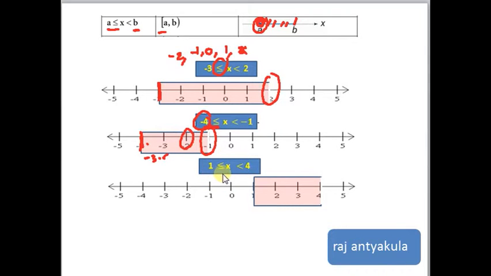Now coming to the third example: 1 less than or equal to x less than 4. So what is the lower value of x? The lower value of x is 1. So x can take 1. X can take 1.1, 1.2, 1.3, 2, 2.4, 2.5, 3, 3.5 and so on. It can take 3.999, but it can't take 4 because the equal to symbol is not there.